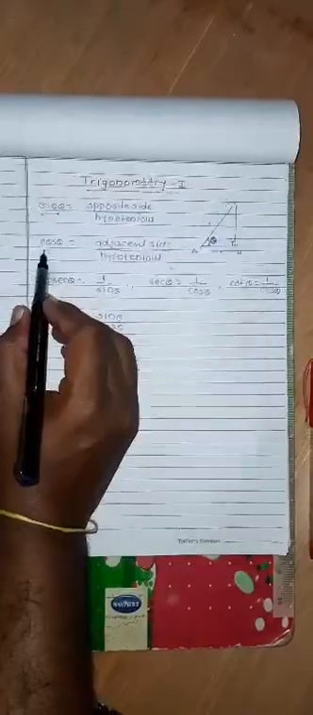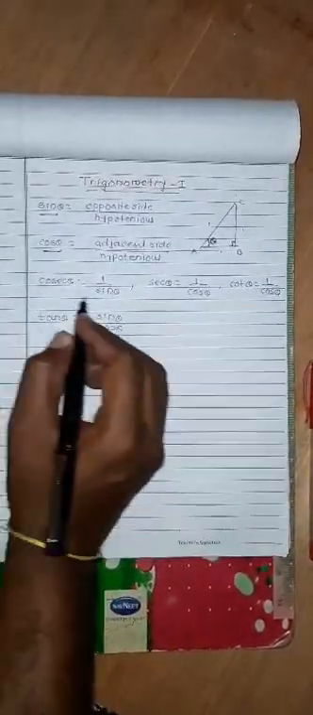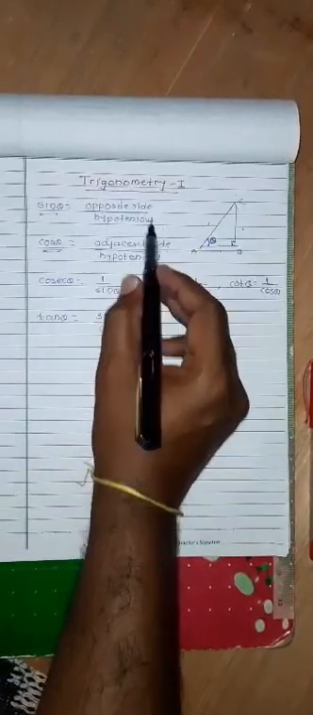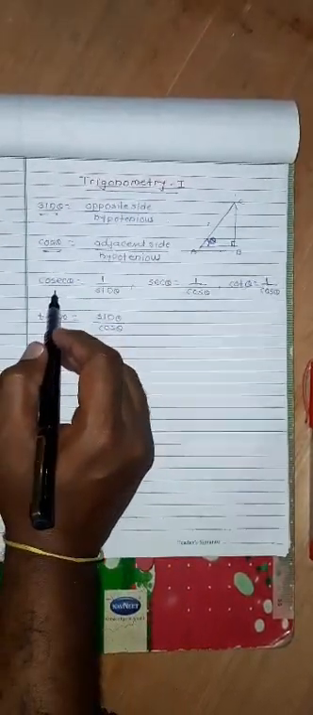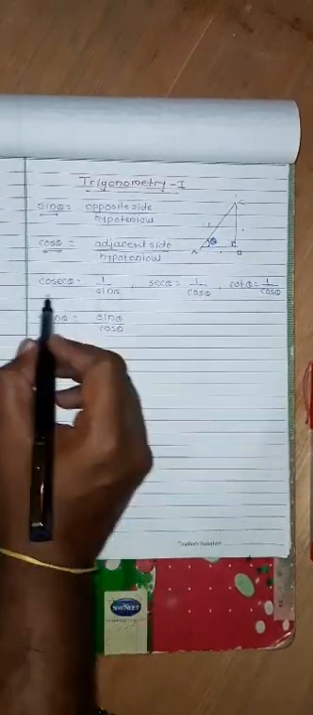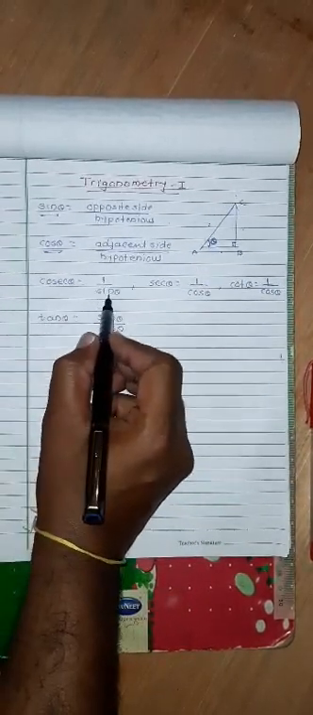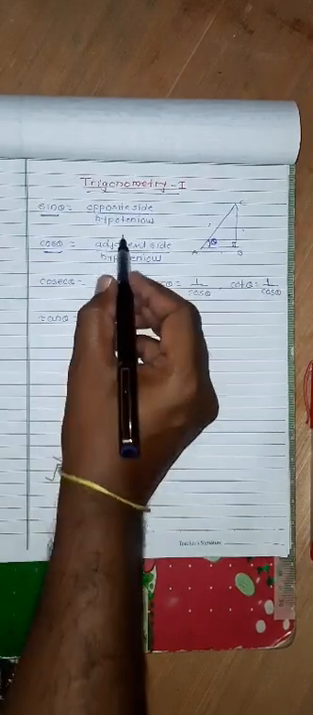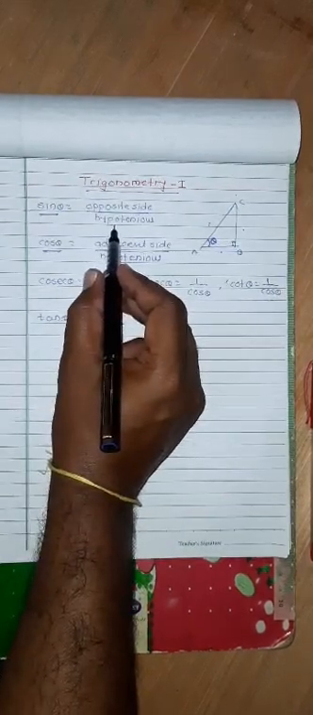Now there is the cos of theta. Cos of theta is nothing but the adjacent side upon the hypotenuse. Then, from these two functions, we can calculate the other functions. Cosec of theta is equal to 1 upon sine of theta, and in this formula we take the hypotenuse upon the opposite side.